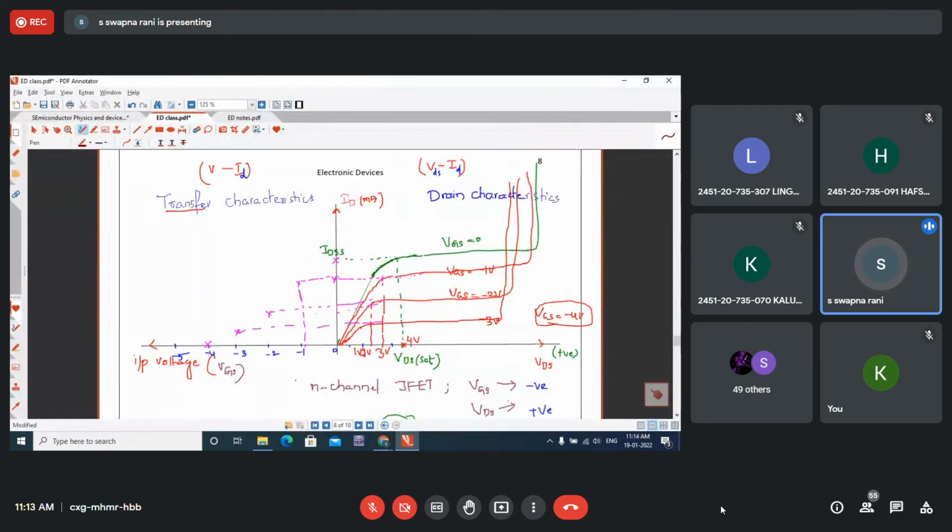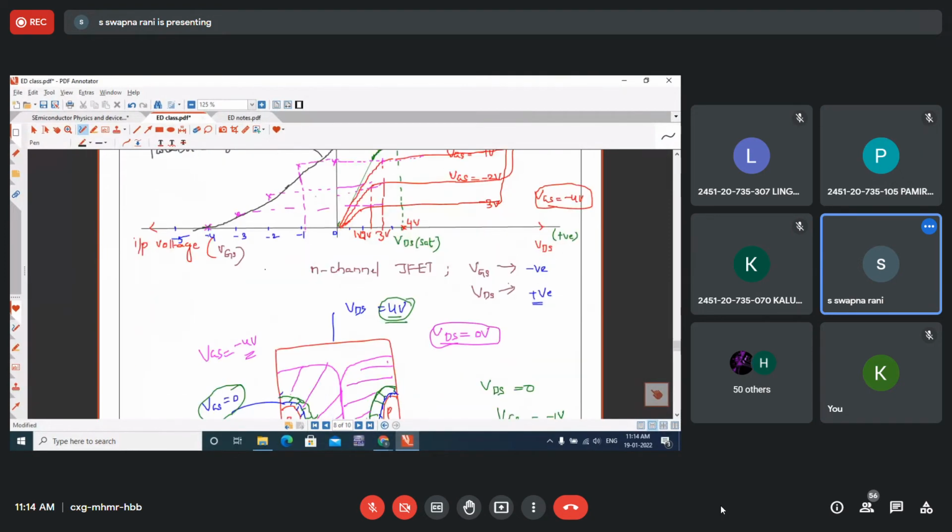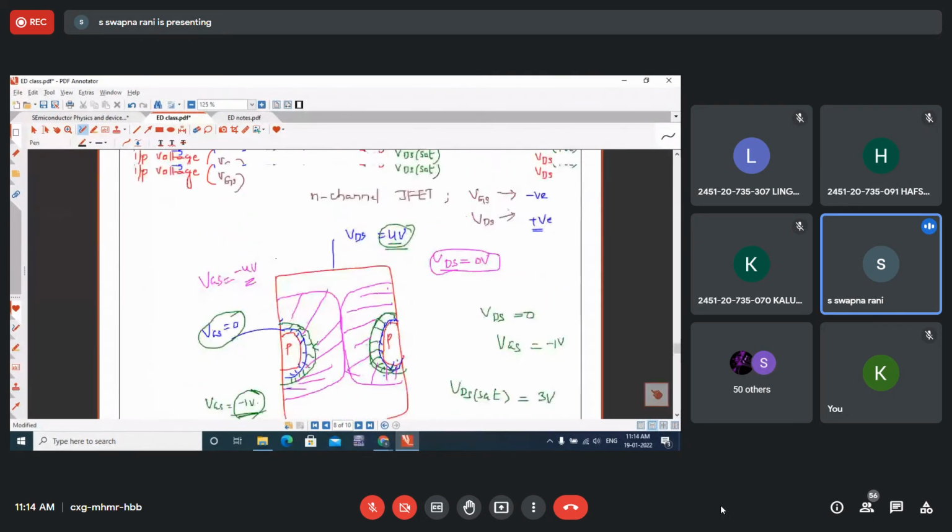So when VGS equal to -4, drain current will become 0. Now we draw the transfer curve. It is not going to be a straight line, it's going to be parabolic. So this is the transfer curve. It can be approximated with a parabolic equation.